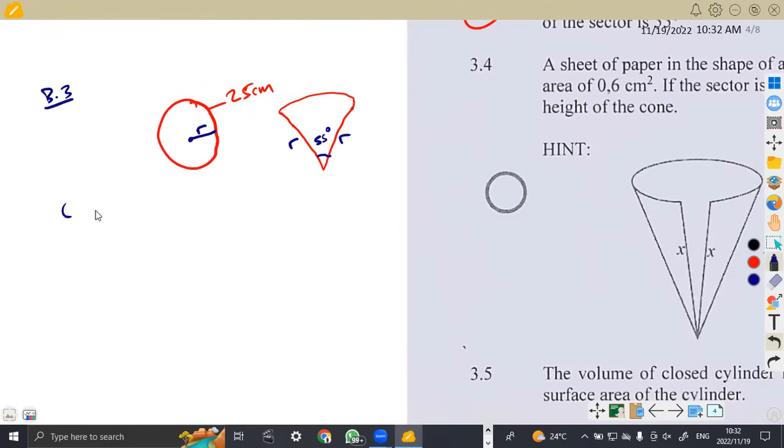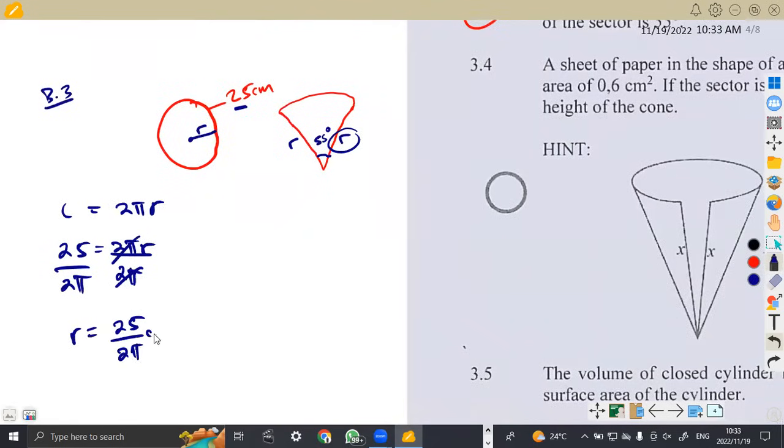We know that the circumference of a circle is equal to 2 pi r, and we are given that it is 25. So 25 is equal to 2 pi times the radius. Since we want to calculate the radius, we just have to divide by 2 pi both sides. So our radius was going to be 25 over 2 pi centimeters, or you can find the decimal, something like that. Okay. We move on to the angle of the sector, the theta.